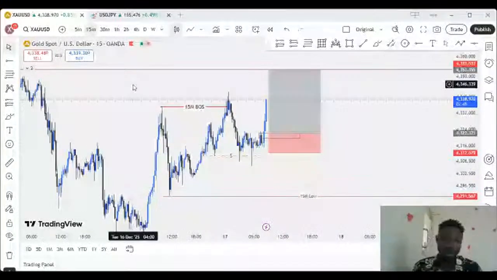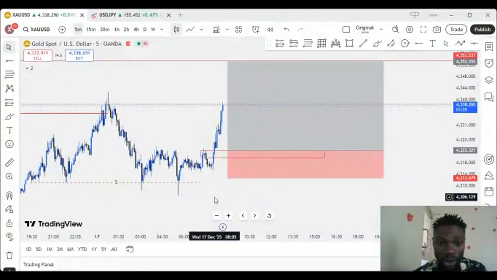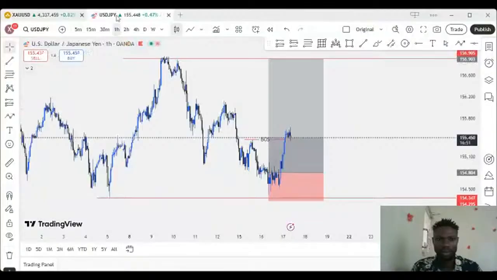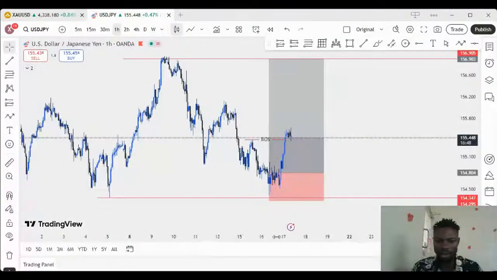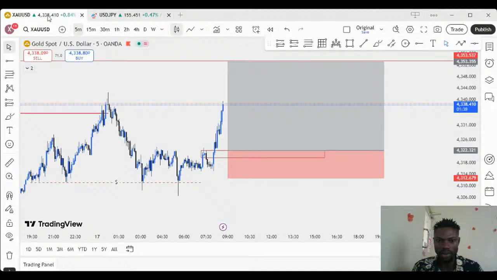Let's still be patient. Gold can still come back to do a retracement movement and give us an entry. Let's be patient. Okay, USDJPY is already there, so let's wait on that one too. If gold wants to give us something, at least let USDJPY give us something.